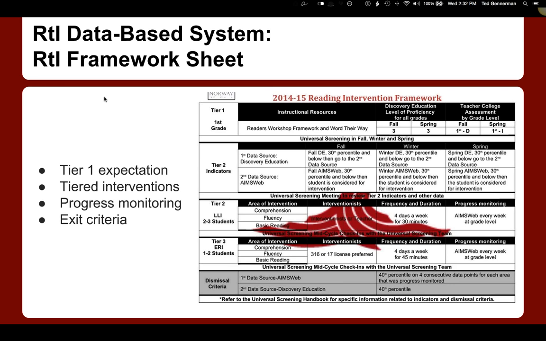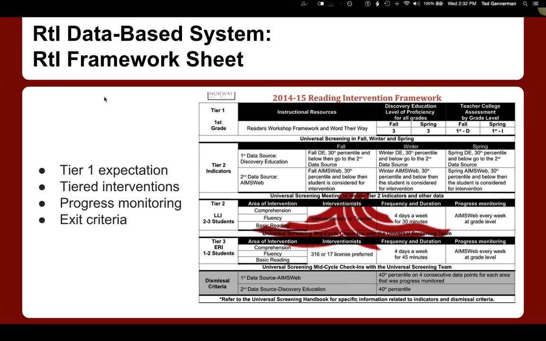Again, the indicators for Tier 2 and the dismissal criteria are guides, but the universal screening team are the ones that discuss the data and make those final decisions about students. This is just a guide as far as what we're looking for, because we don't want to see our dismissed students back in intervention again the following year.